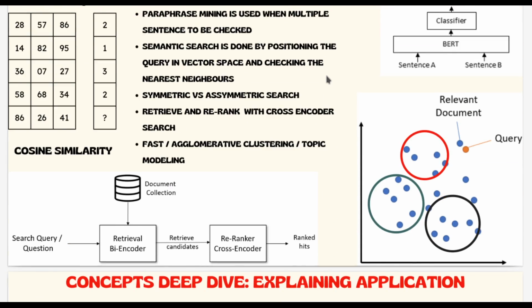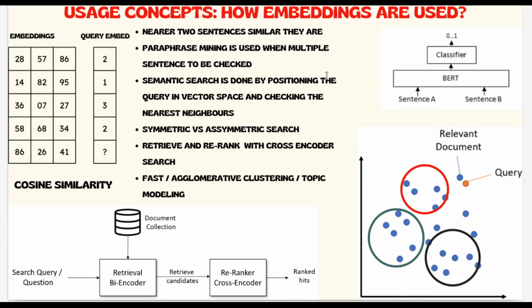Why are there two types of search? Because symmetric and asymmetric search need different kinds of models and different kinds of training. That's why there are two different methods. And most of the time, current models have developed to such an extent that the asymmetric and symmetric models do not have that much of a difference. But in the past, yes, there was.